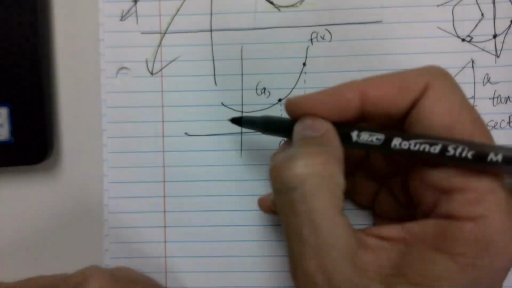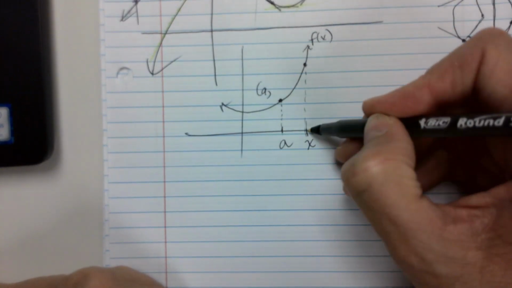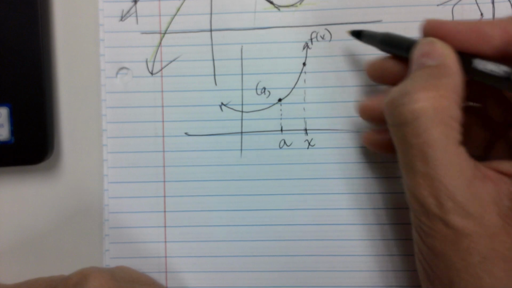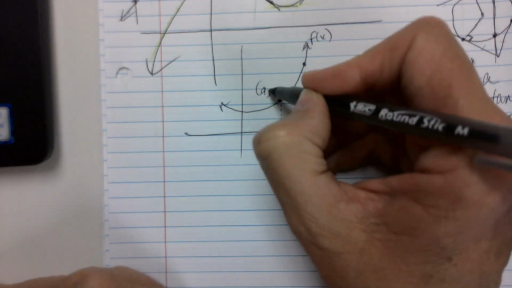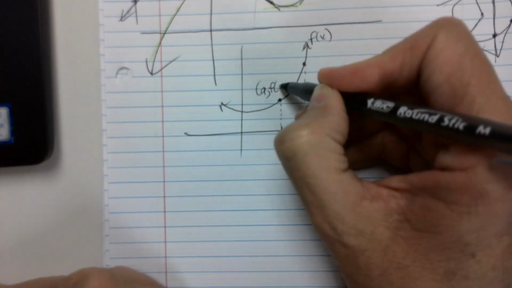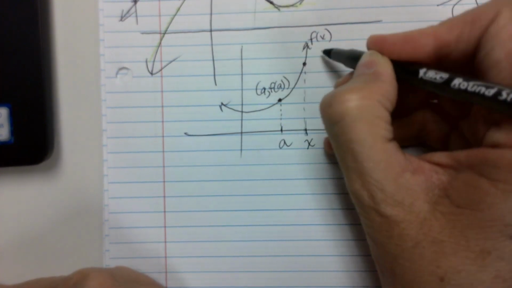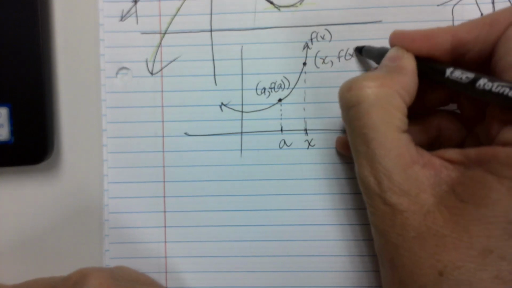I have not given you any units at all. I've only given you an A and an X, and the function is f of x. A, comma, f of A. What are the coordinates of this point? X, comma, f of x. There we go.